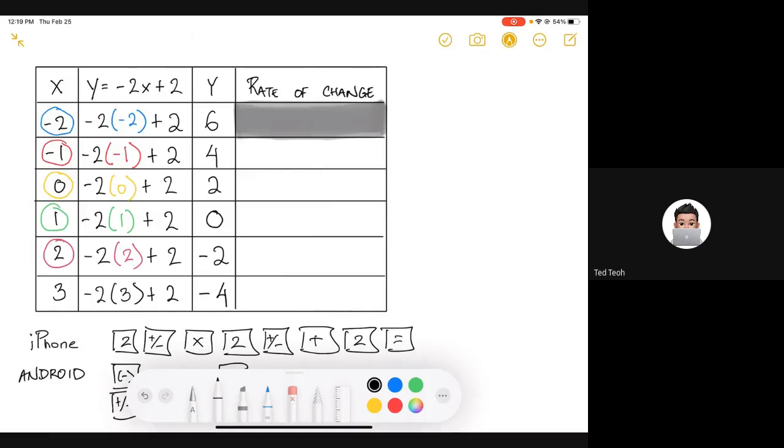Now to find a rate of change, and the word change in math just means subtract. All right. So to do this, I'm going to take the number in that row, in this case, it's the 4, and I'm going to subtract the number above it, which is 6. And that gives me negative 2.